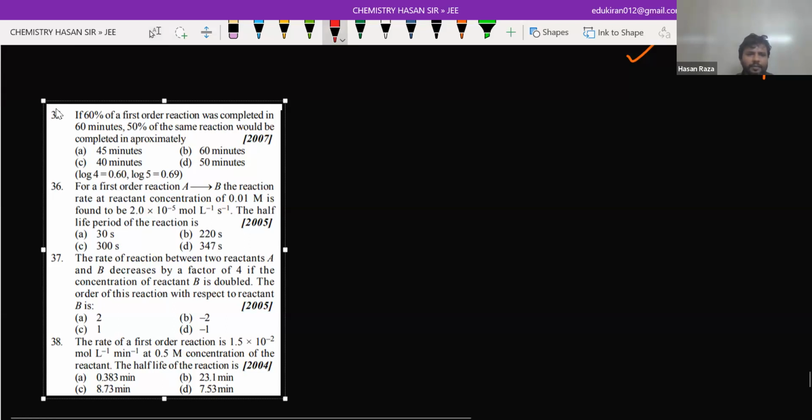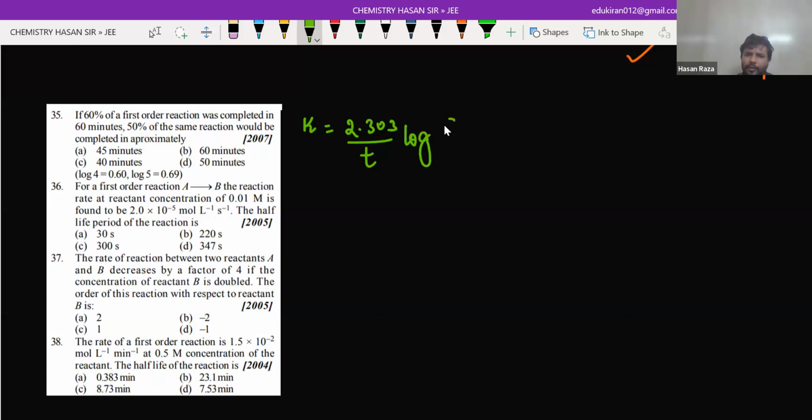35 is very easy. It is still taking a lot of time. See, if 60% of the first order reaction was completed in 60 minutes, in how much time would 50% of the same reaction be completed? You just need to calculate the value of K. K will be equal to 2.303 upon T, and this is log of initial concentration R naught upon final concentration R.